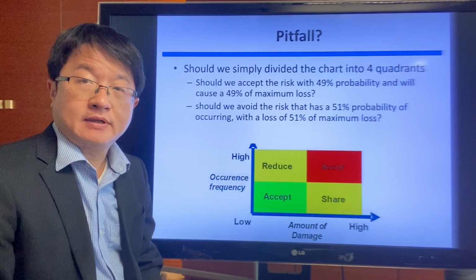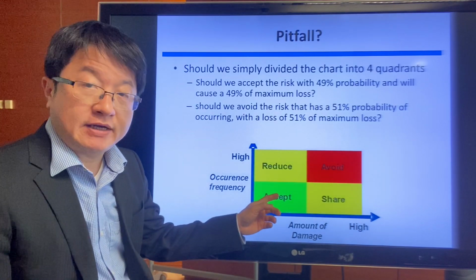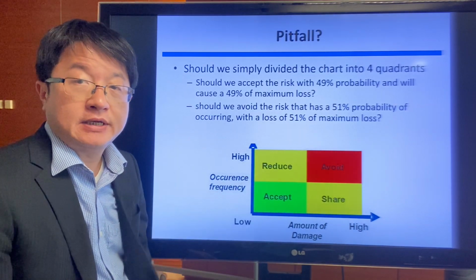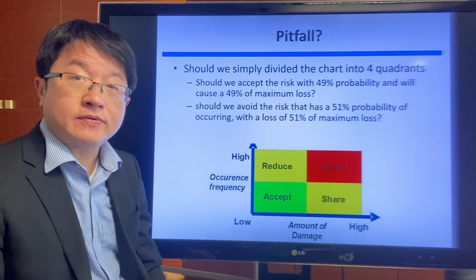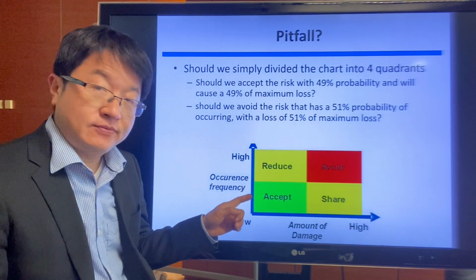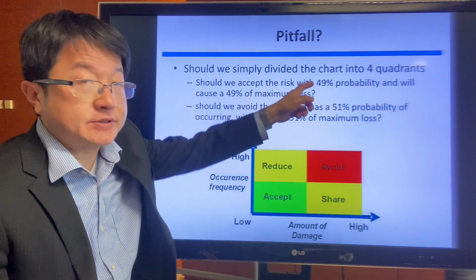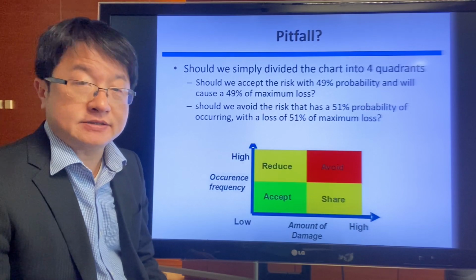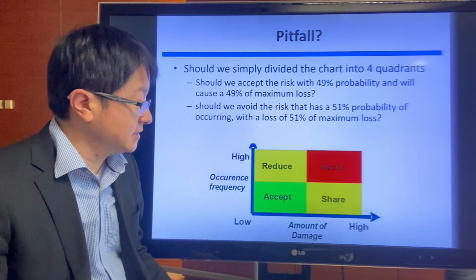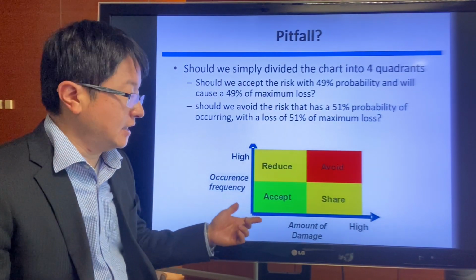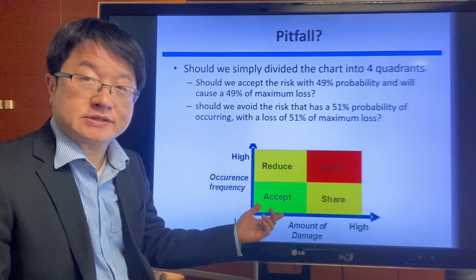However, in the risk probability chart, we divide the chart into 4 quadrants, and there may be some problem arise. For example, if you have a case where the probability of occurrence is 49% and the impact is also 49%. So this is considered as a low damage and with low probability. So you can accept this risk.